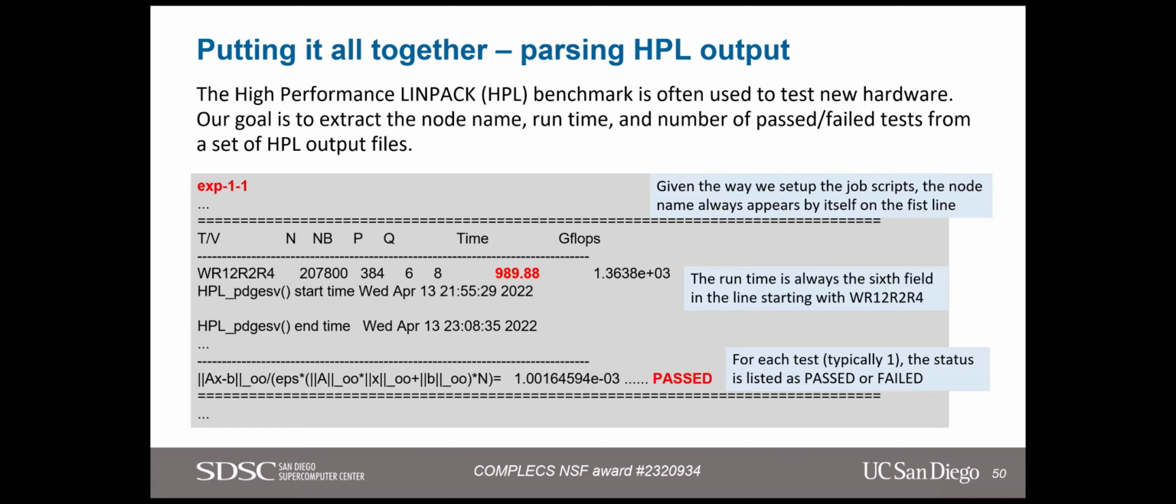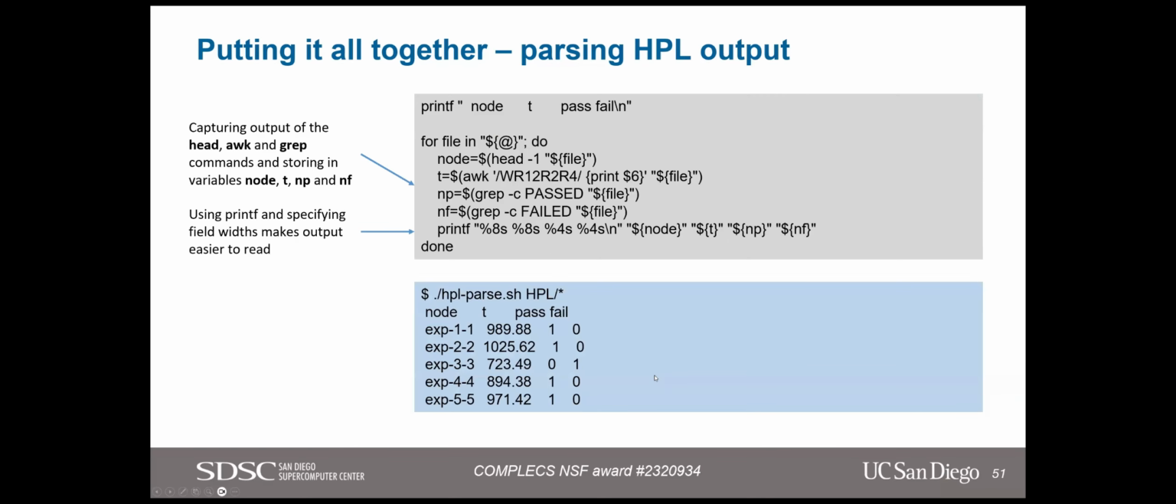But there are hundreds of nodes on these systems, so it would be very painful to have to go into each individual file and see what node it was on, how fast it ran, and if it passed or not. So we can write a script that goes through all the hundreds of files and collects all this information for us. The three points of information that we're pulling out are the node name, the time, and the pass.